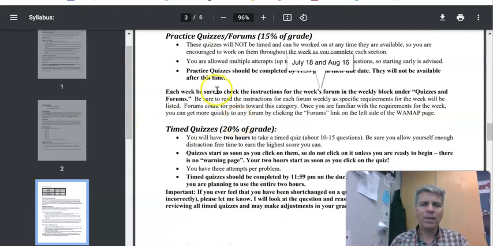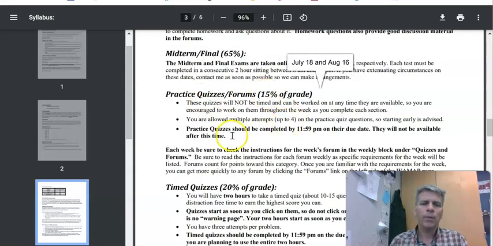Okay, a couple other pieces here. Practice quizzes and forums. Practice quizzes are basically things I think you should know how to do. And you get 4 tries on each problem on practice quizzes. It's not timed. You just get this practice in and done. Practice quizzes lead into timed quizzes.